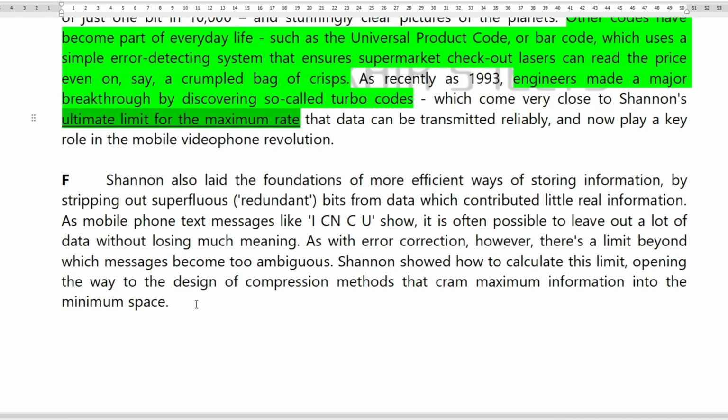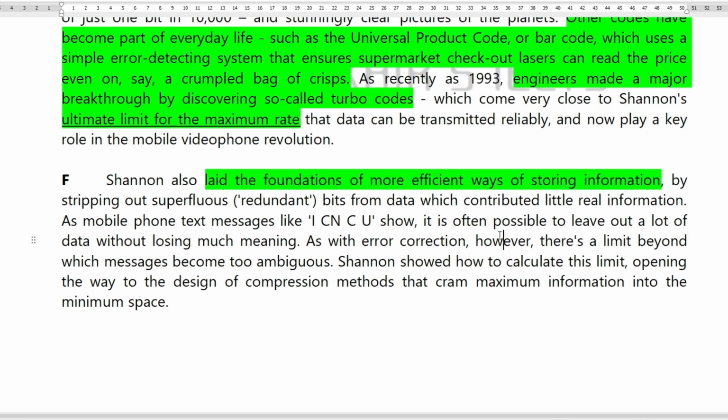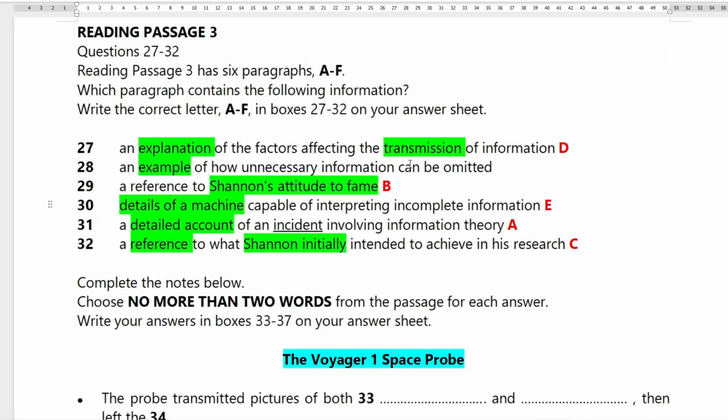Superfluous, redundant. Okay, we have another challenging one, although I don't really find it necessarily challenging, but we still have to know what they are referring to here. Laid foundations of more efficient ways of storing information by stripping out superfluous bits from the data which contribute little real information. So they just removed, stripping out means removing unnecessary bits of information which didn't have any real information. So, an example of how unnecessary information can be omitted.